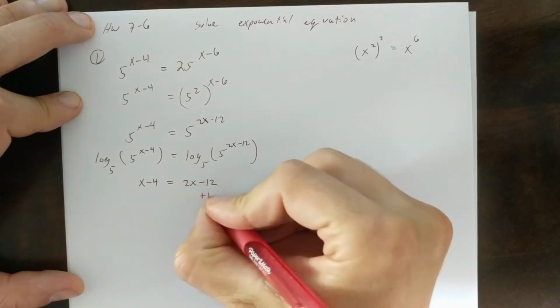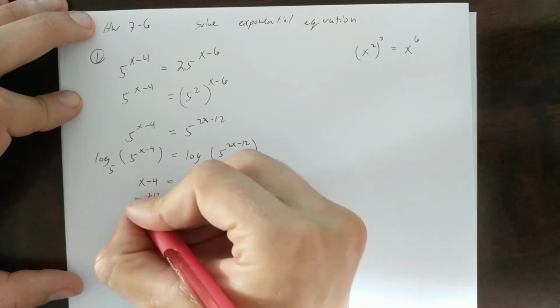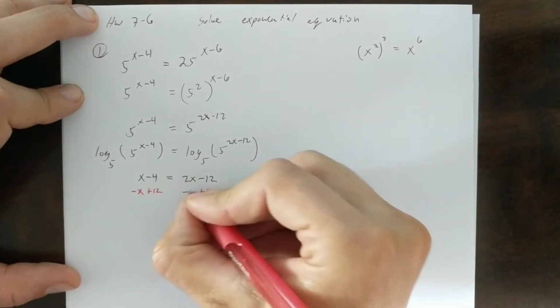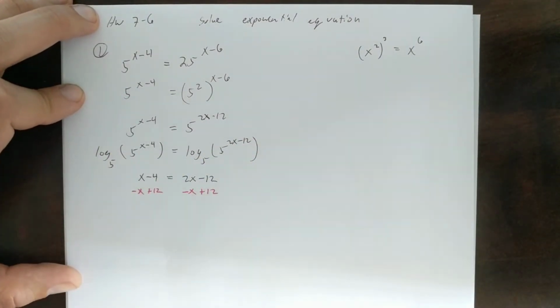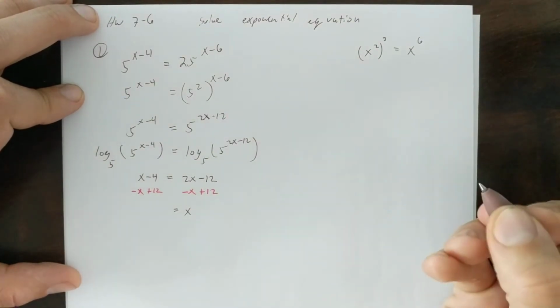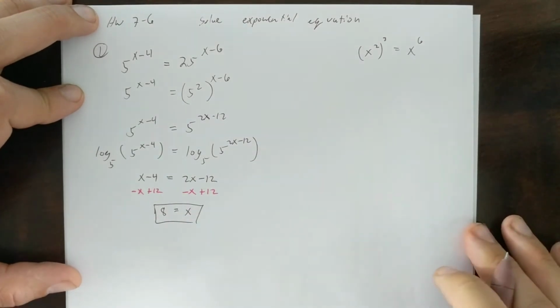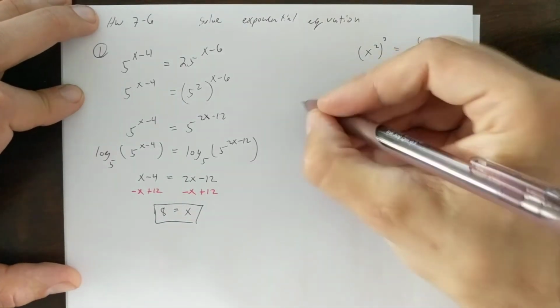To solve this, I'm going to add 12. I'm going to subtract x. When I do both of those things, I'm going to get x on this side, and I am going to get 8 on this side. So that's number one. Let's do another one.